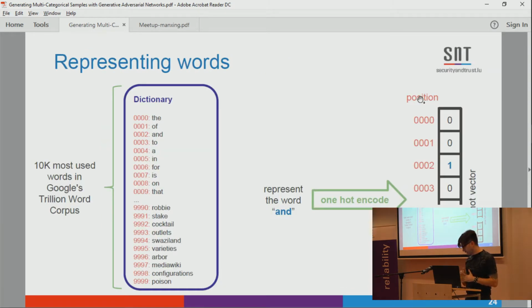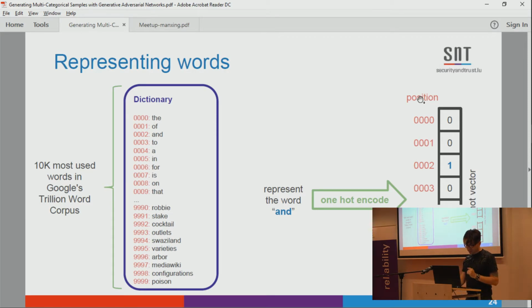A very common use case for GANs right now with discrete samples is generating words. And when you generate a lot of words, you can generate text, but you generate word by word. You can also generate character by character, but in this case, let's say I take the 10,000 most used words from a data set, and I create a dictionary. I sort them by frequency, for example. And if I want to represent a word from that dictionary, I can just use a one-hot encoding. In this case, it will be a vector of 10,000 dimensions. They will be mostly zeros, and only the dimension corresponding to the word that I want to represent will be a 1. In this case, the third one, because I want to represent the word "and".